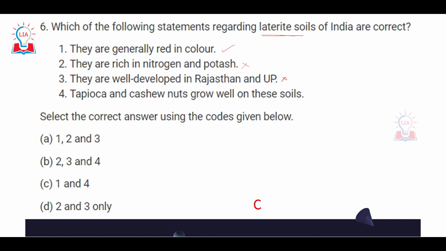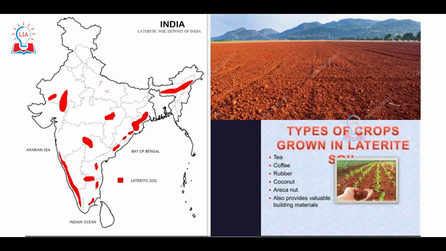And fourth is tapioca and cashew nuts grow well in the soil. This is a correct statement. Tapioca and cashew nut are plantation crops that are easily cultivated in these soils. And apart from that, other crops such as tea, coffee, rubber, coconut, areca nut can be grown in the laterite soil easily as well.